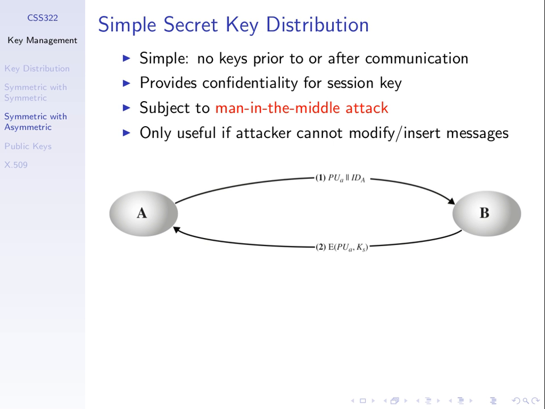So you, when you receive this message, think it came from A. You think you're about to communicate with A using this public key. B chooses KS.